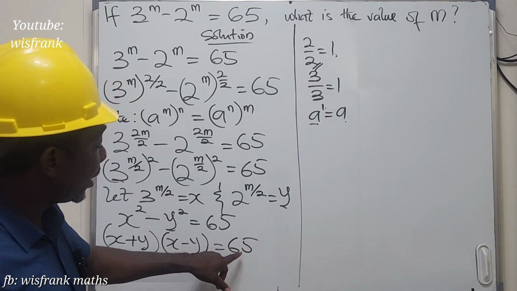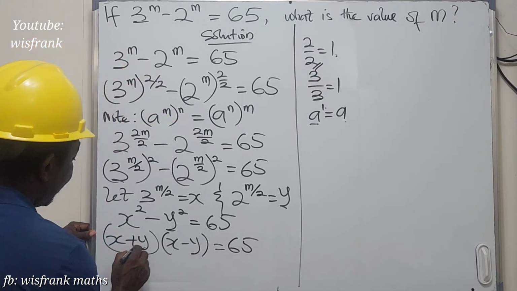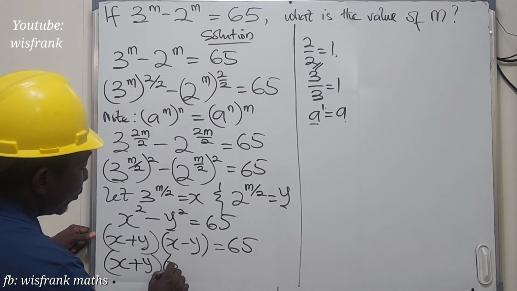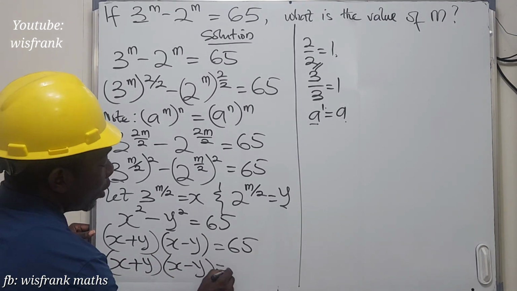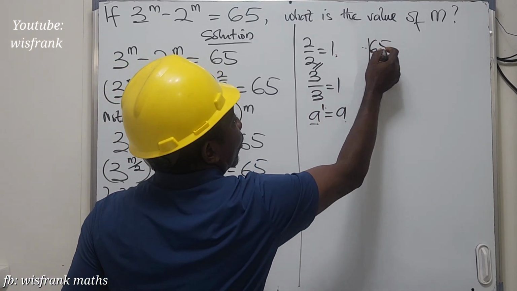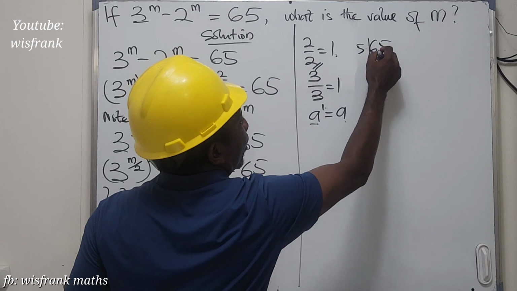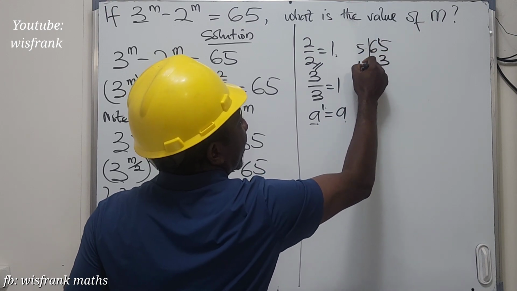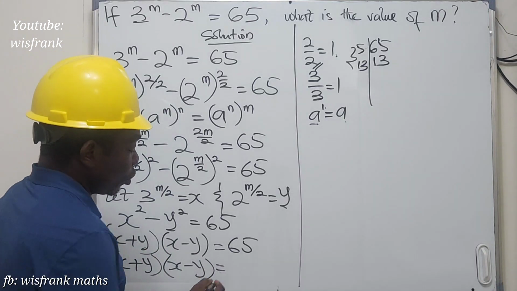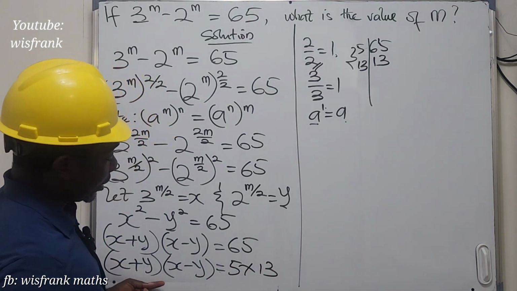So how do we do that? We will find the factors of 65. So this will become x plus y into x minus y equals 65. Factors of 65. So here, 2 cannot go here, and 3 cannot go here. So 5 will go here, 1, and 5 will go here, 3. So 13. So 5 times 13 is the factor of 65. So we are going to write 5 times 13. So this is what we have.